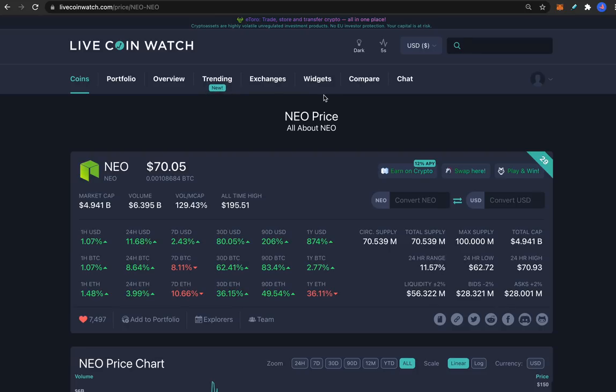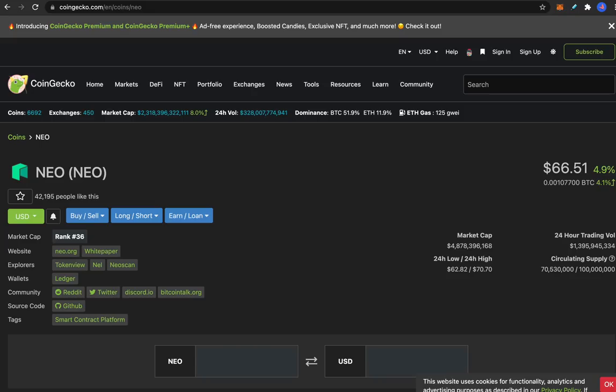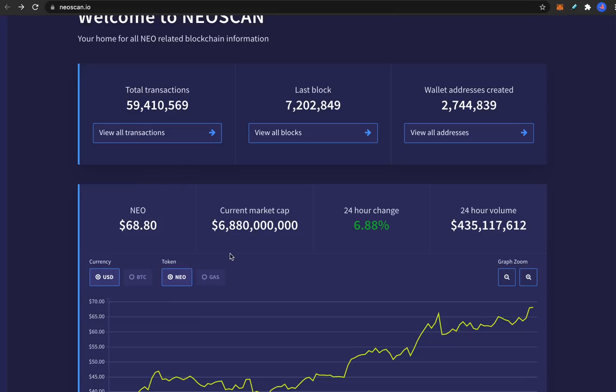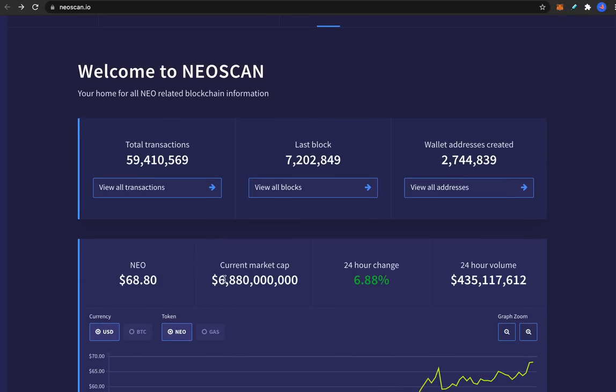And this is a coin that I wanted to talk about. And this has the same issue again that Autofarm had on Litecoin Watch and on CoinGecko as well. So if you take a look at the market cap here, it is $4.7 billion. And on CoinGecko, it is $4.8 billion. But if you actually go to the Explorer, the current market cap is actually $6.9 billion. So there's a big difference between the reported market cap and the actual market cap.